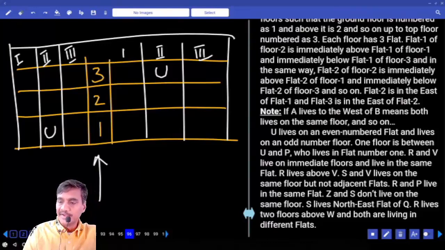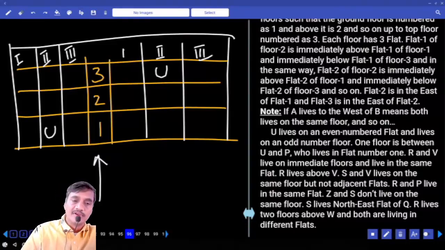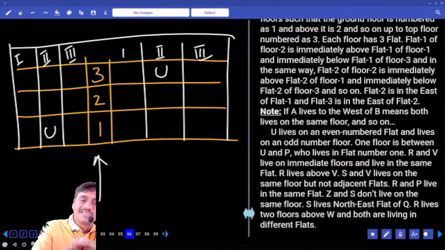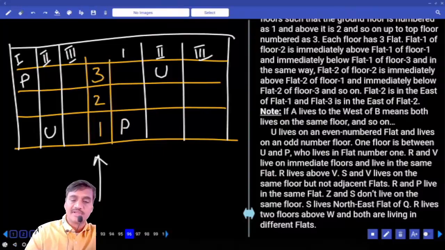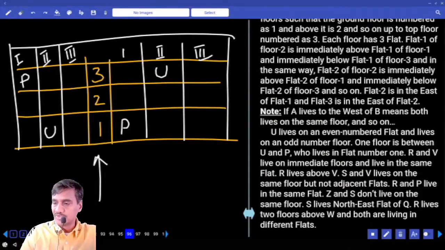And next one, the floor in between U and P, P lives in flat number 1. Now P lives in flat number 1. Now in between U and P there must be exactly 1 floor. Hence P is here. Now P is in flat number 1. Is it fine?